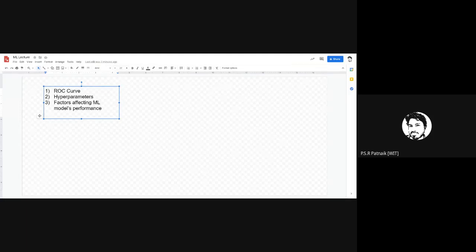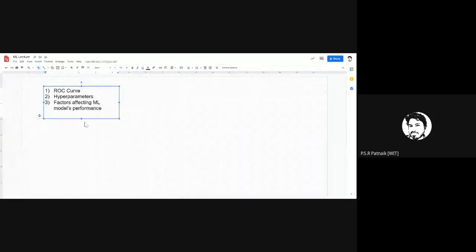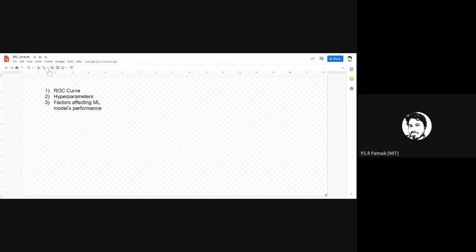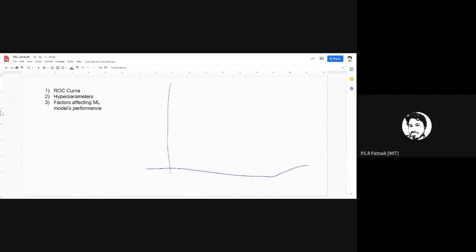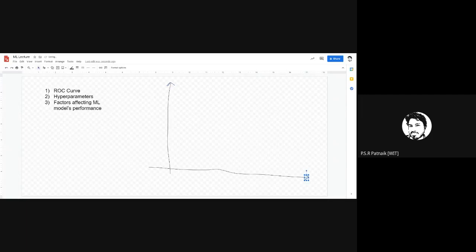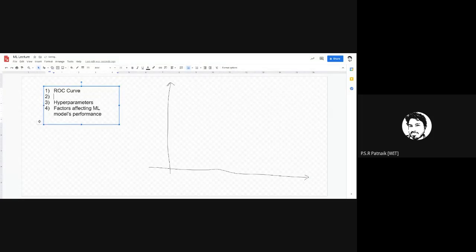Okay. So coming back to the concept of ROC curve, as I already told you, what does ROC curve stand for? Can anyone tell me? What does ROC curve stand for? Okay, so when we talk about ROC curve, it's actually a plot. And when we talk about ROC curve, we never talk about the curve itself, but we talk about the area under that.